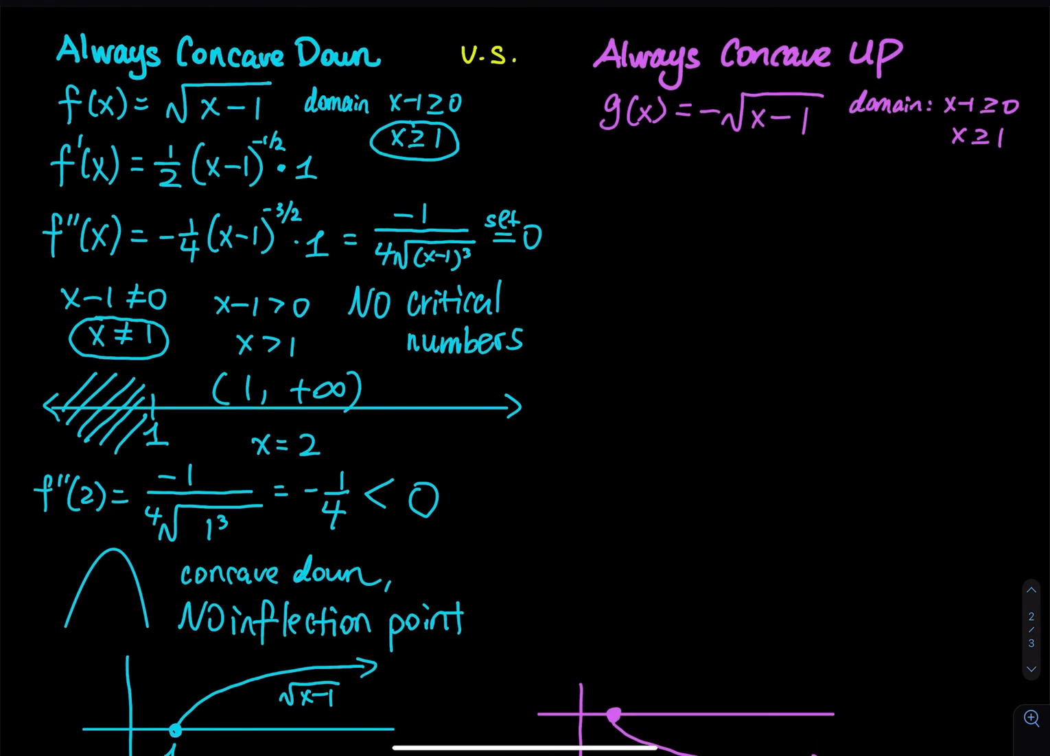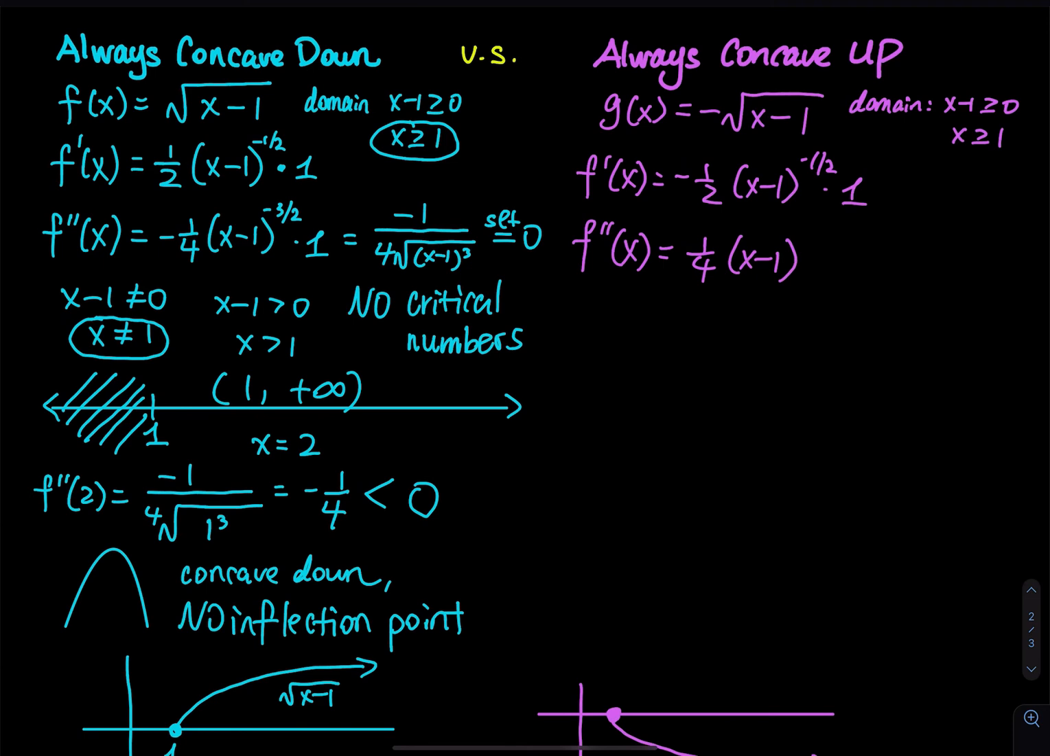Let's do the math. So f prime of x, that is negative 1/2, right? There is a negative in front, so negative 1/2, and then x minus 1 raised to the negative 1/2. The derivative of the inside is 1 by chain rule, and then double prime. So we have to bring it down, so that becomes a positive 1 over 4, and then x minus 1 to the negative 3 over 2, and the derivative of the inside is 1, so we can just go straight to the next step. The next step is 1 divided by 4 times the square root of x minus 1 to the third power.